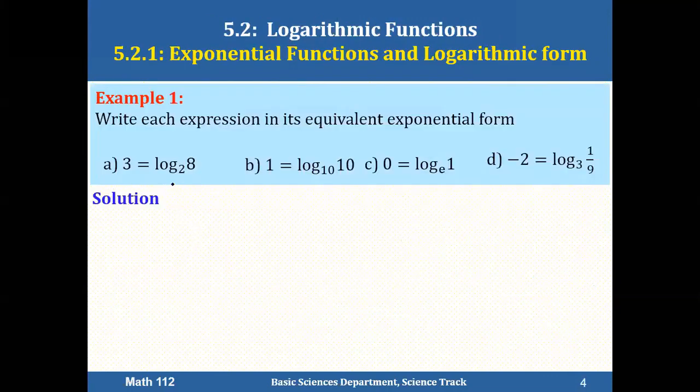So these are logarithmic expressions. Okay, we have log, log, log, log, log, and we want to write this expression in exponential form. First, it's important to find the base. So here, what is the base in this expression? I think the number 2. 2 is the base. So this is the base.